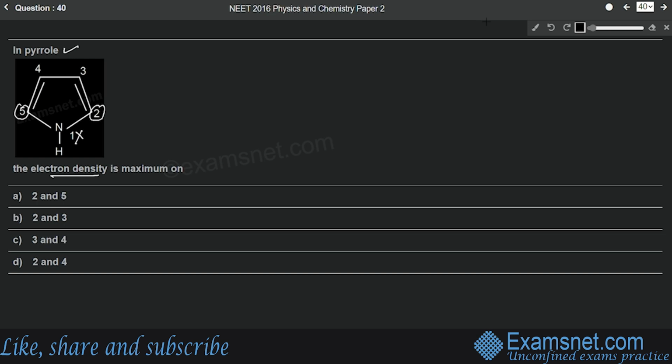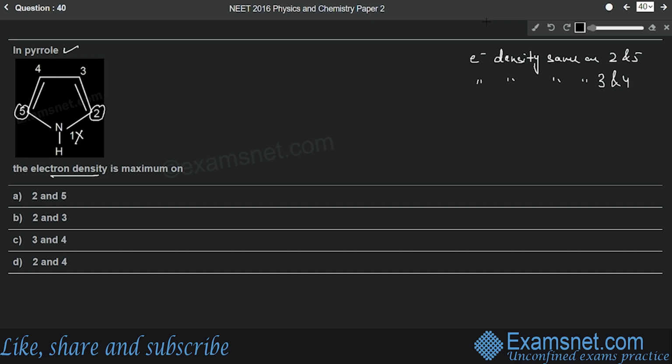Now position 2 and position 5 are similar, so the electron density will be same at these two positions. Okay, so electron density same on position 2 and position 5 because these two are similar positions. Similarly, electron density will be same on third and fourth carbon because these two positions are also similar.